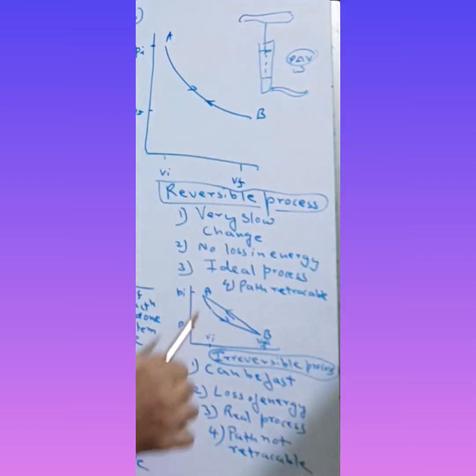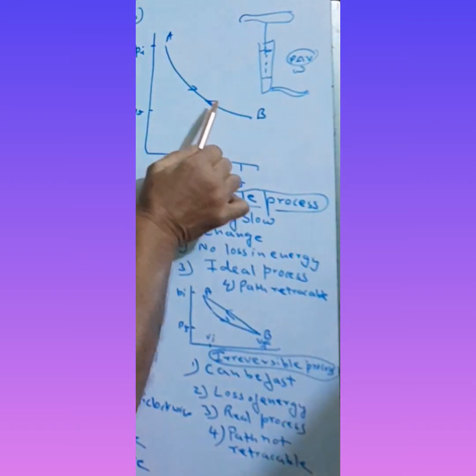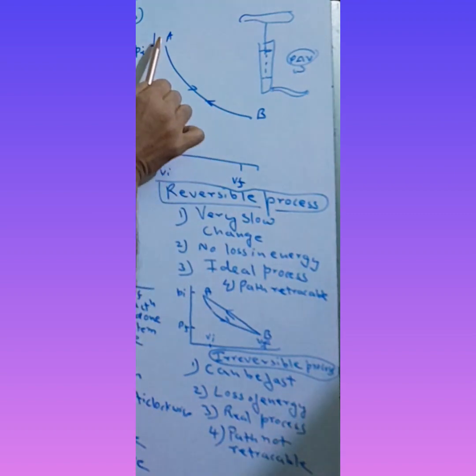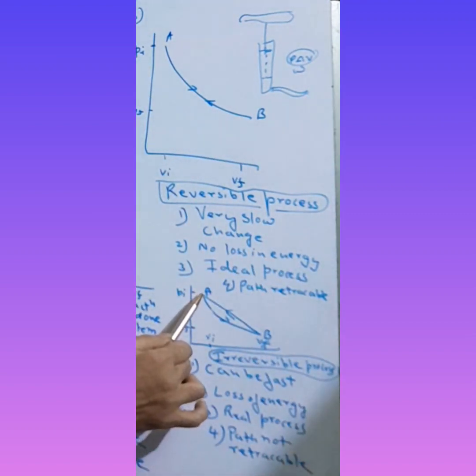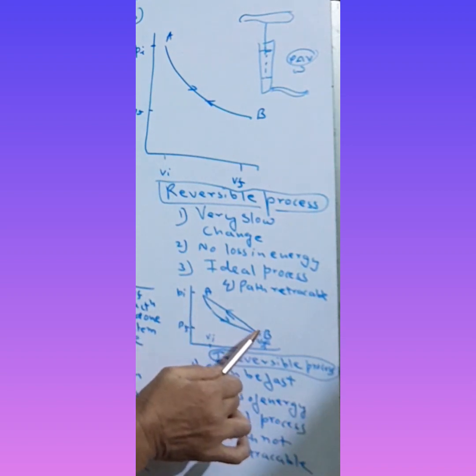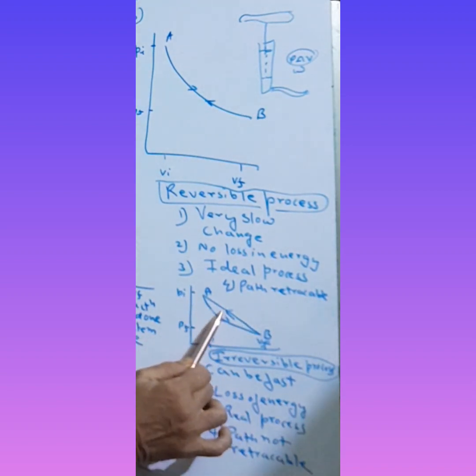I again repeat. Here we saw that it went via this route and came back again via the same route, not losing any energy. Whereas in this case, it went here and then came back but lost this much of energy.